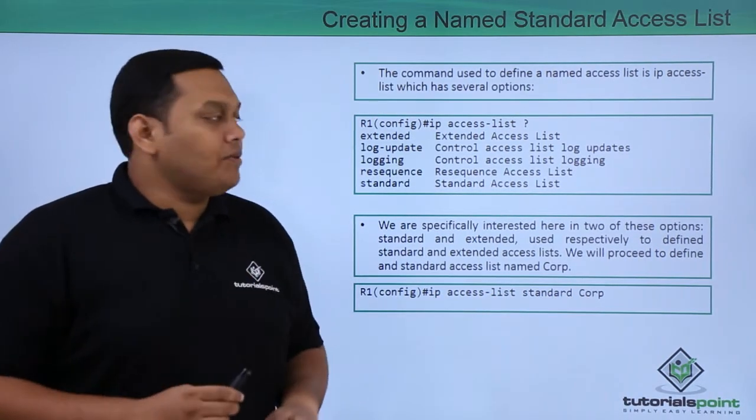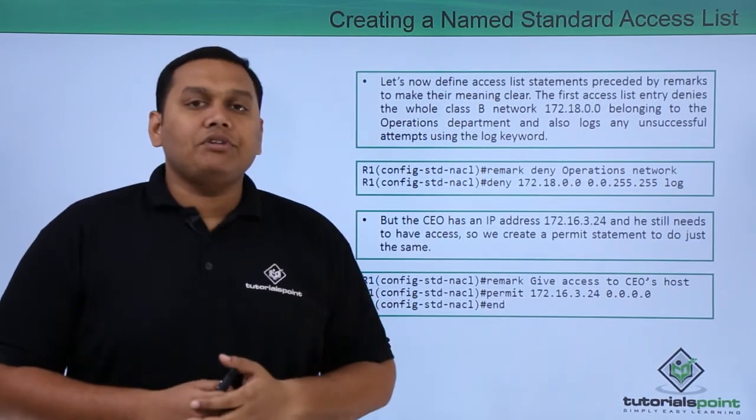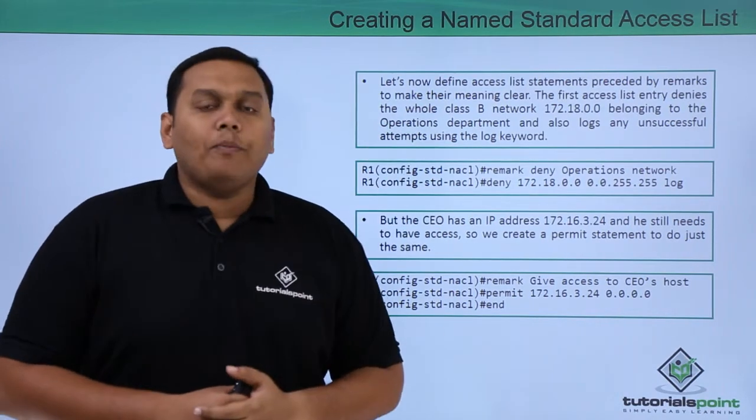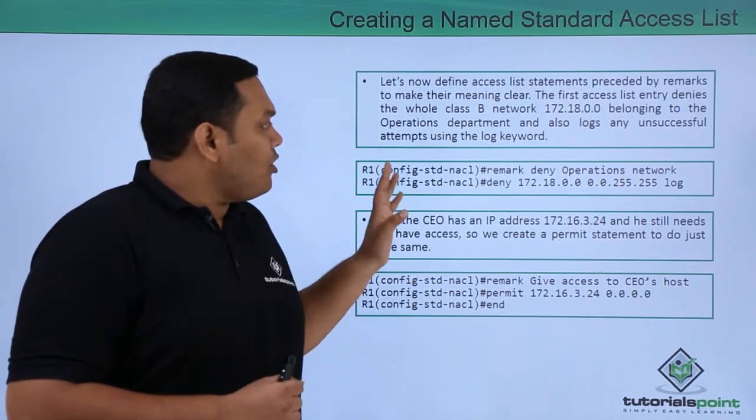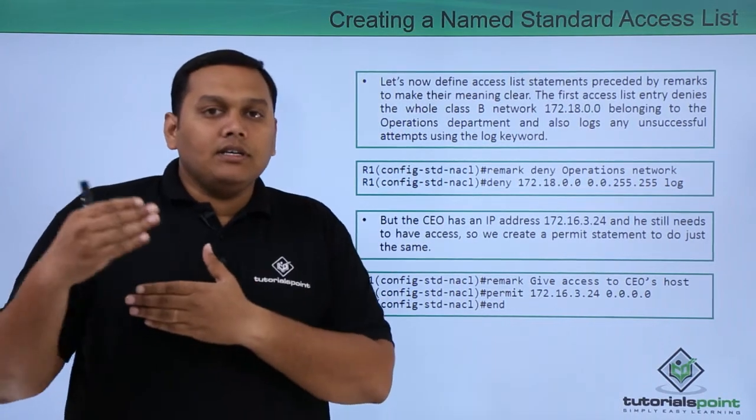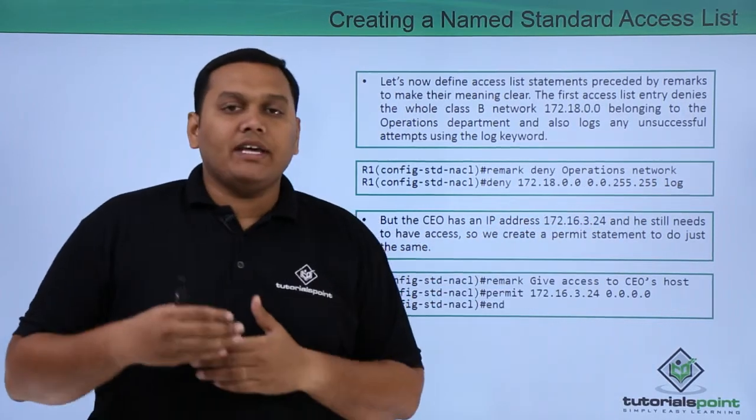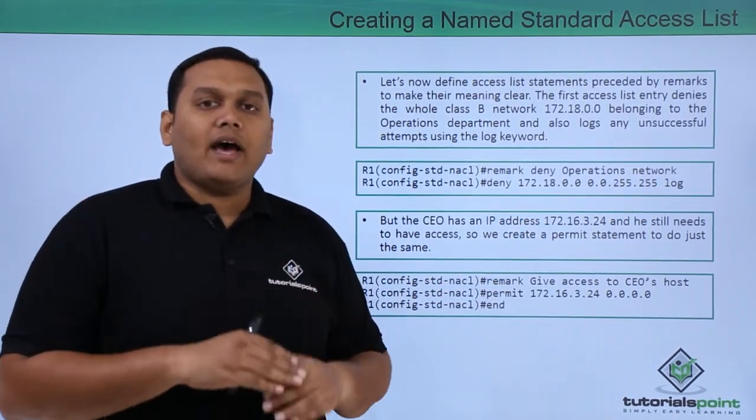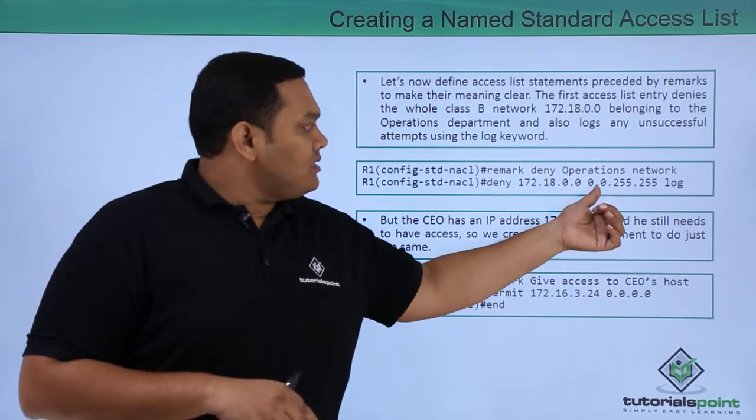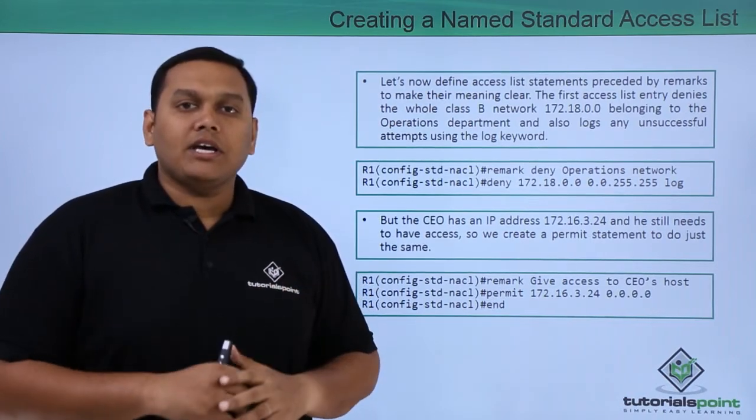In the standard corporation company, we use the class B network 172.18.0.0 belonging to the operations department. We want to deny this and also have logs of the denial. You see remark deny operations network. So we are denying the operations network access to the router, giving the deny with the IP address and the wildcard mask, and also logging the details of how many attempts they are making.